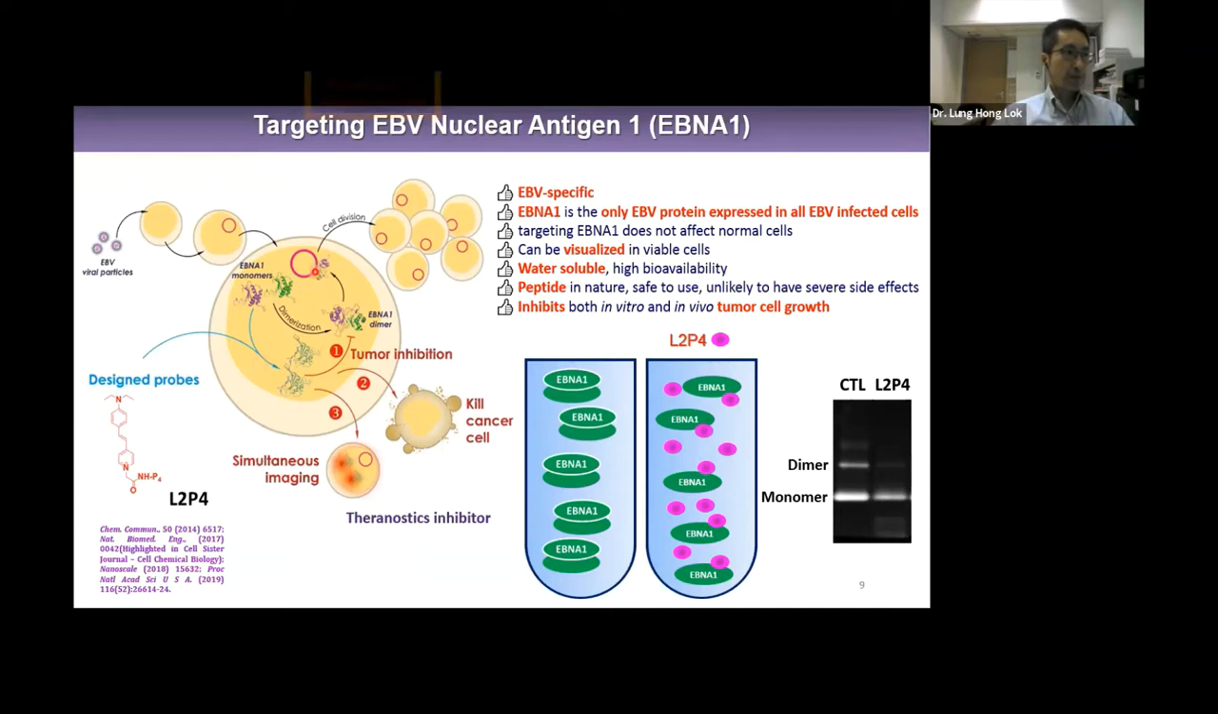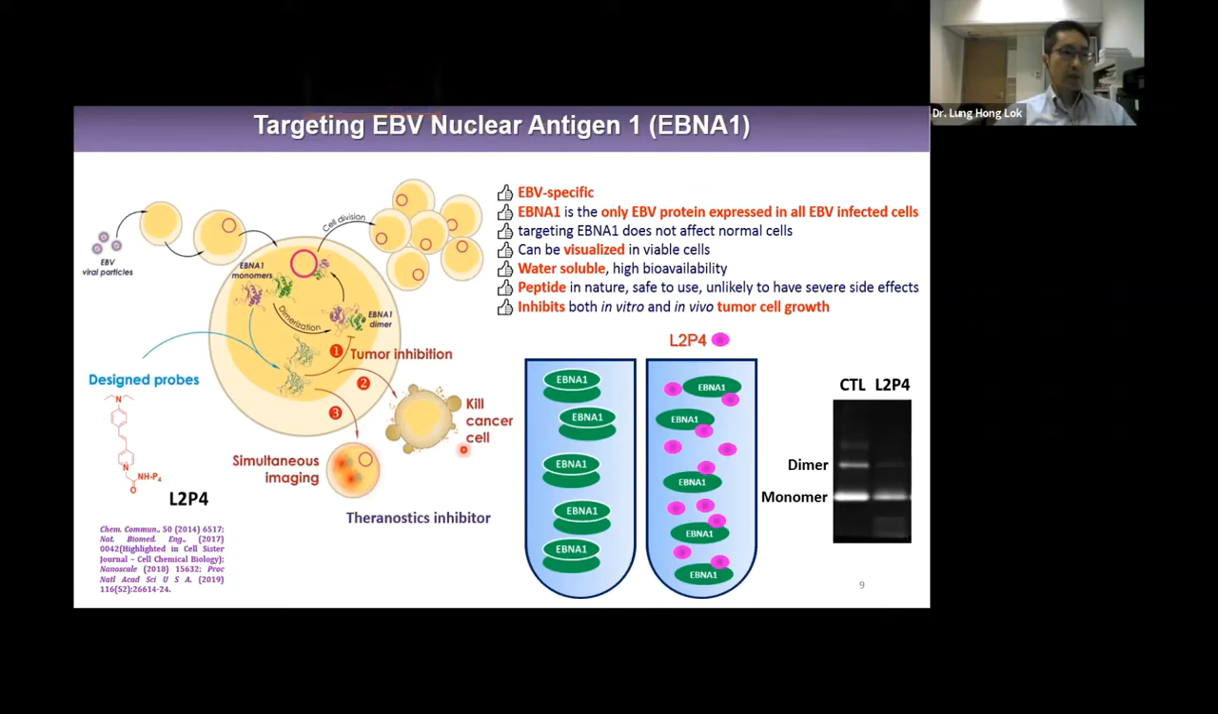And on the other hand, L2P4 can also disrupt the dimer formation of EBNA1. Then the consequence is, if dimer formation of EBNA1 is inhibited, EBNA1 can no longer function. As a result, the EBV genome can no longer attach to the human chromosome, and the viral genome will disappear. So finally, the EBV infected cell will be killed. So as you can see, our anti-EBNA1 or anti-EBV agent has dual function. One is for imaging, the other function is for therapeutic intervention. So that represents the idea of theranostics, as both imaging and therapeutic purpose.